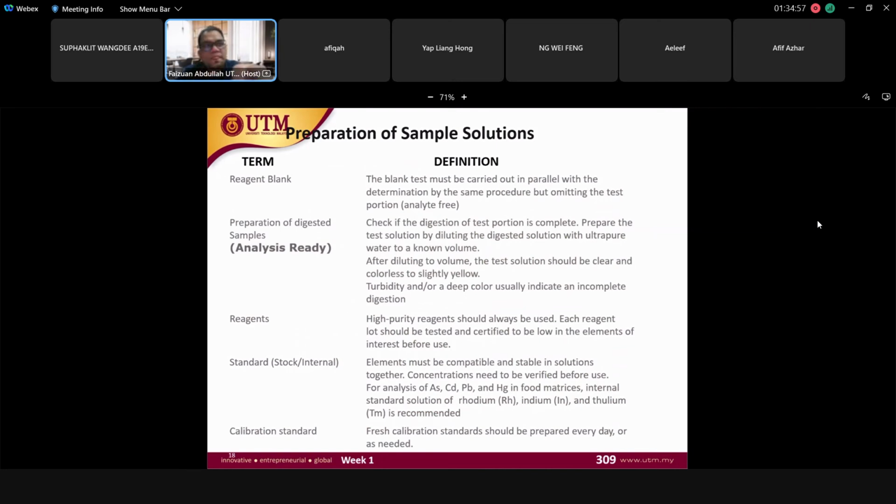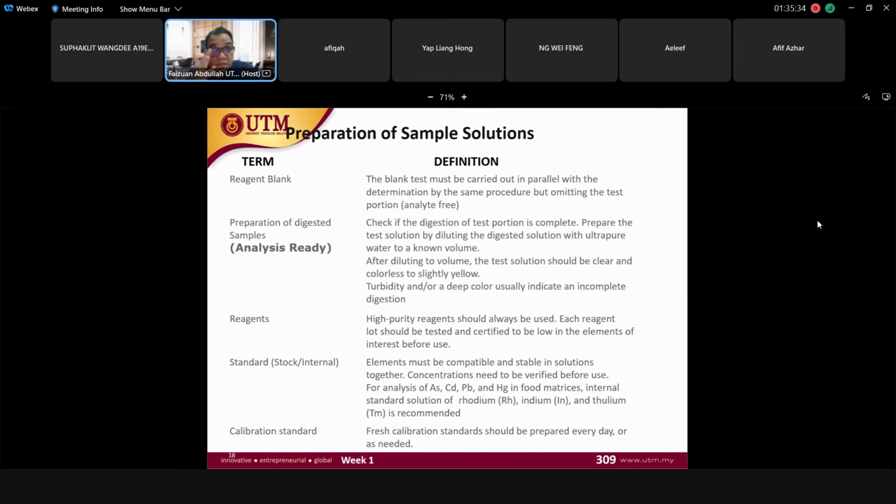For example, in your sample preparation you use distilled water to dilute all the samples up to the mark during your digestion and preparation and so on. So in the analysis, when you run the instrument, you need to have the distilled water itself without adding anything as the blank, so that the instrument will know the background of the sample that you have analyzed using the instrument. The background is the distilled water.